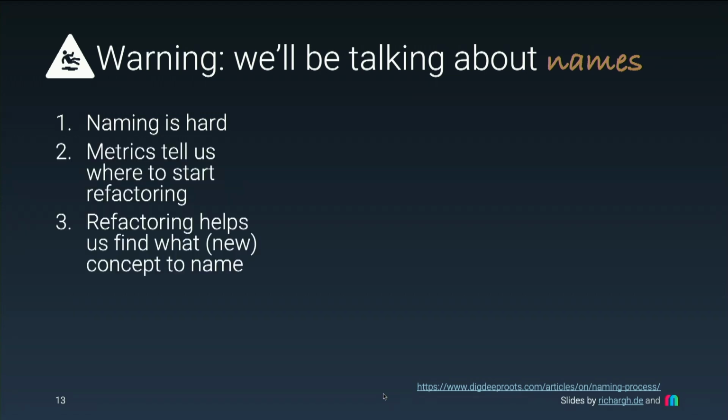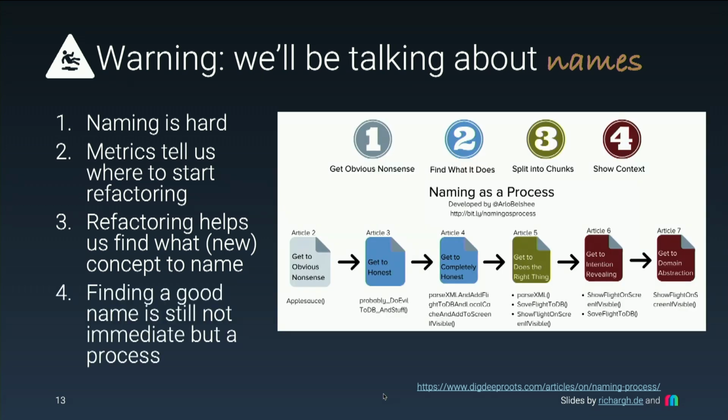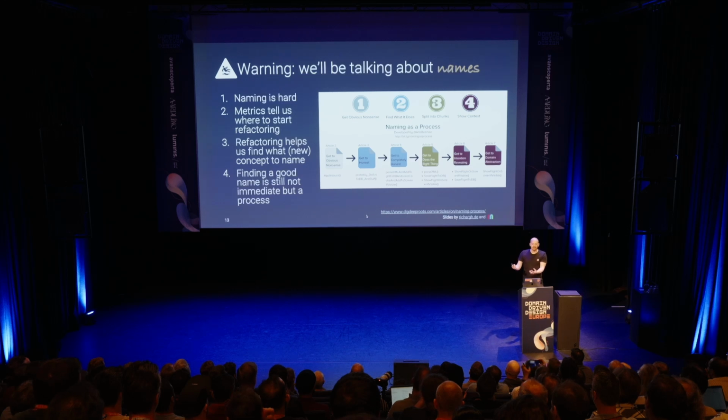Metrics just tell us where to start. They help us find what domain concept to name. And in the end, it's a process. This is from DDD Roots, Alo Belshi, and he says naming is a process. Meaning, don't feel bad if you don't find a name. Just name it applesauce. And then later on, figure out what is the domain term behind it. And it's not like applesauce, oh, I perfectly know the domain term. It's like multiple steps in between.